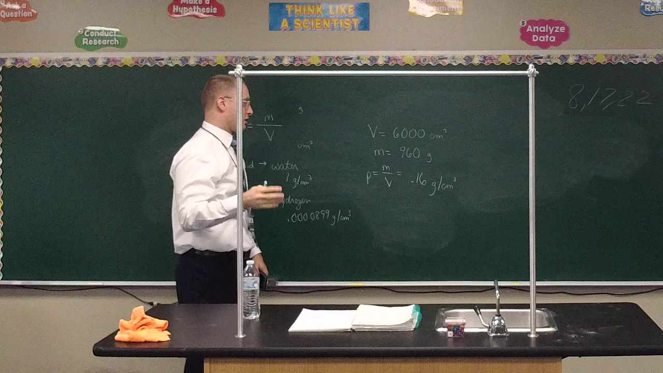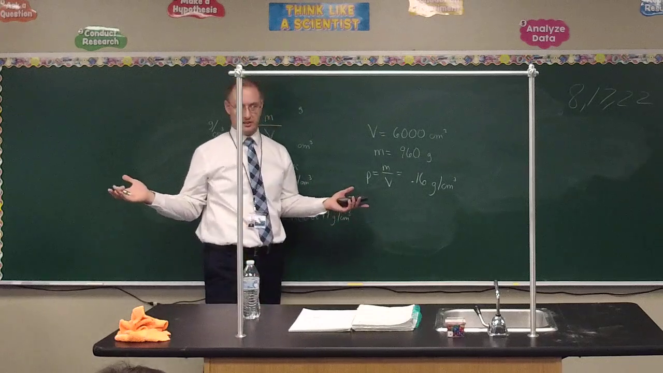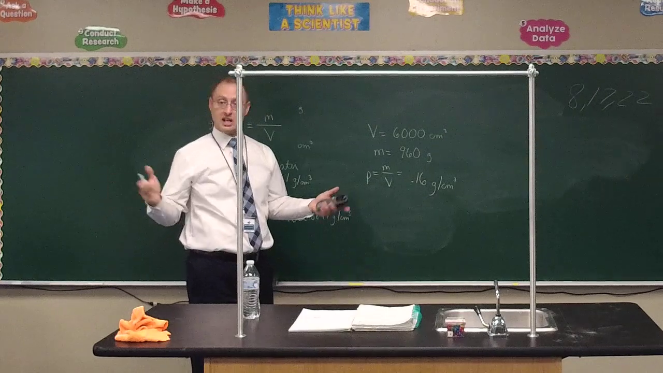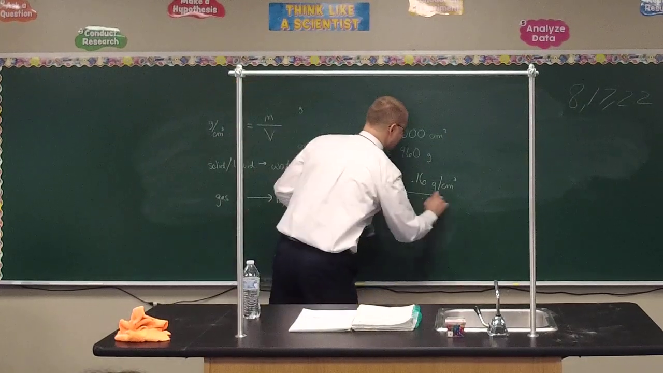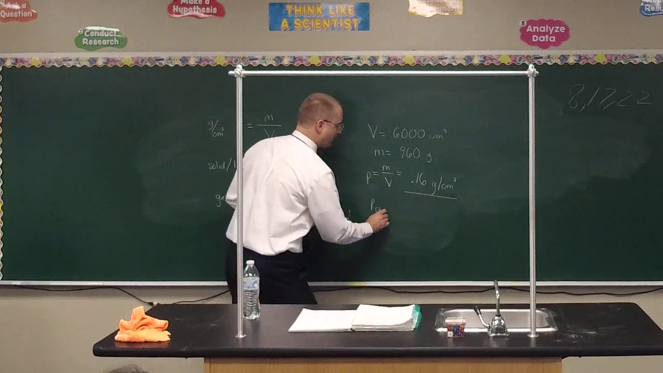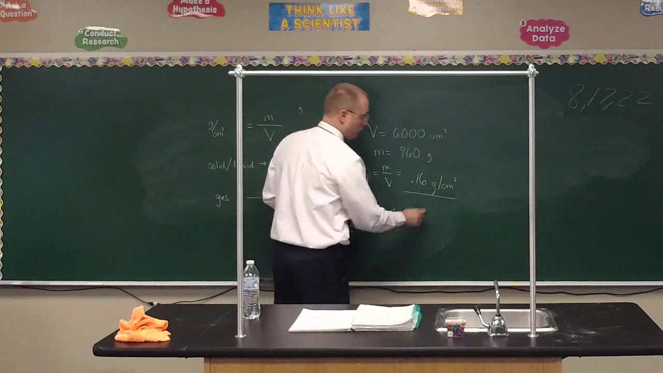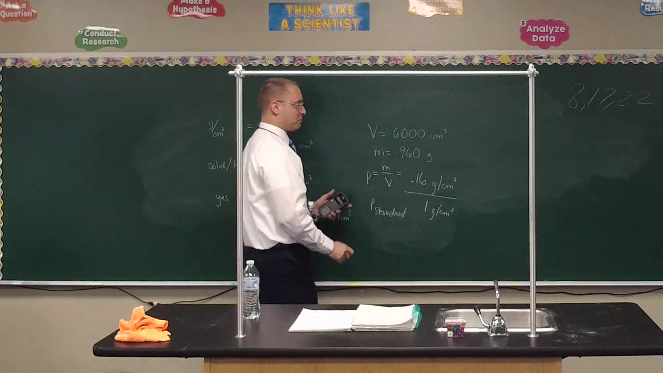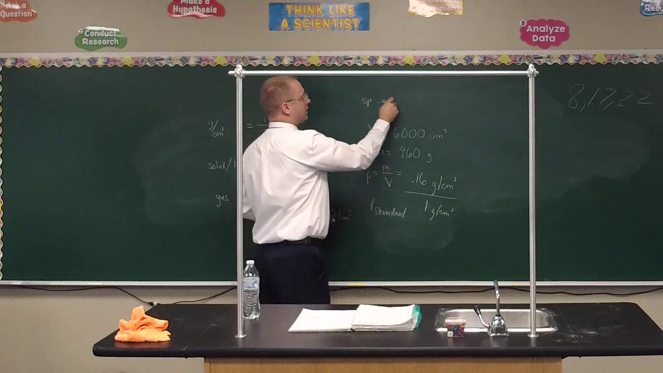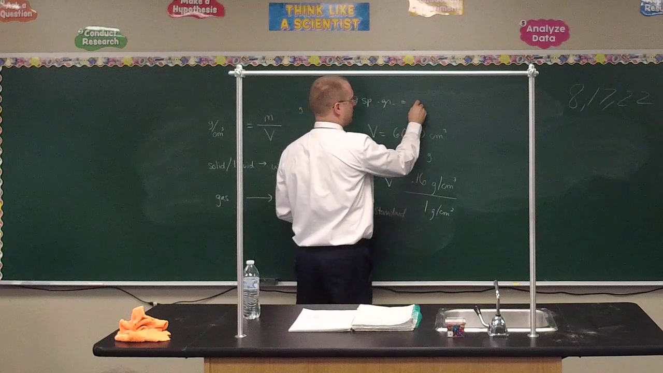All right, the second part of the problem says, what's the specific gravity? Well, what state of matter is wood? Solid. So we have to compare it to water. We're going to take this density and divide by the density of our standard. And since water has a density of 1 gram per cubic centimeter, what's my answer going to be for this specific gravity? 0.16. 0.16 what?